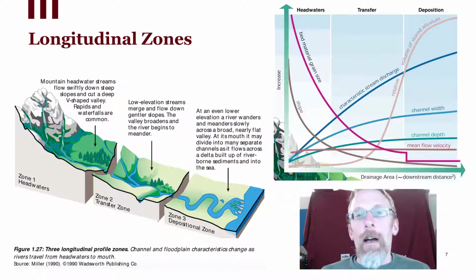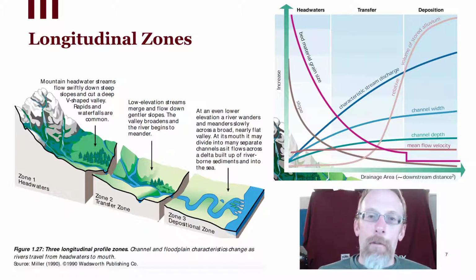Now we can talk about the longitudinal zones of a stream. So longitudinal would be the upstream to downstream dimension of the stream. Geomorphically, we can divide a stream into 3 longitudinal zones. The headwaters area. Headwaters areas are typically steep. So we have steep slopes, lots of energy, so the stream is able to erode a lot of sediment really fast. We typically get big sediments in these headwaters areas.